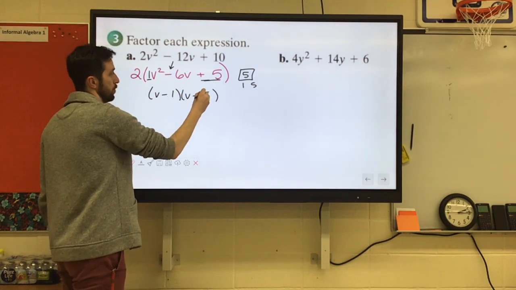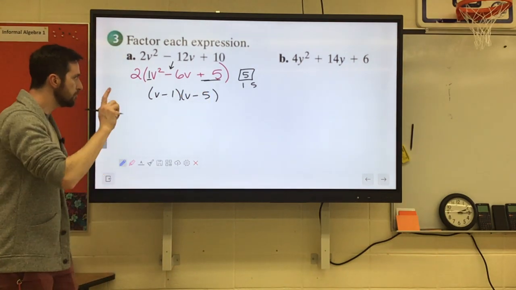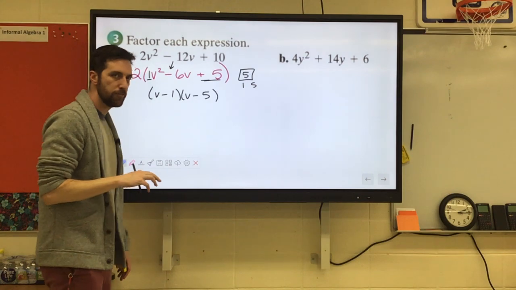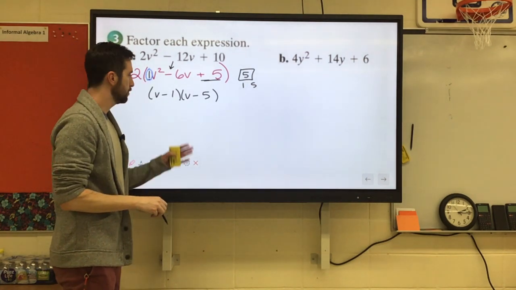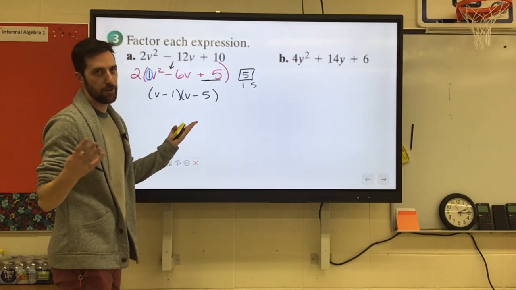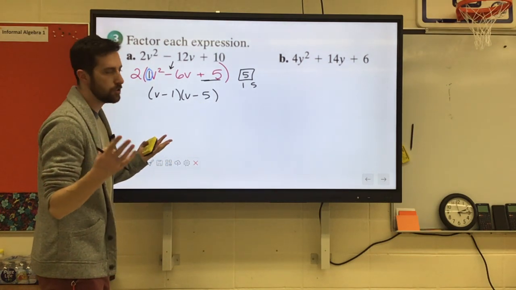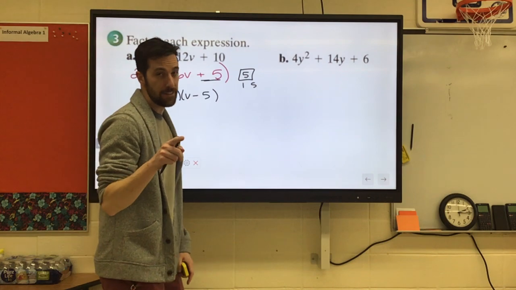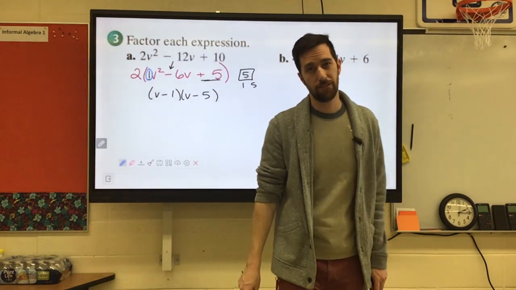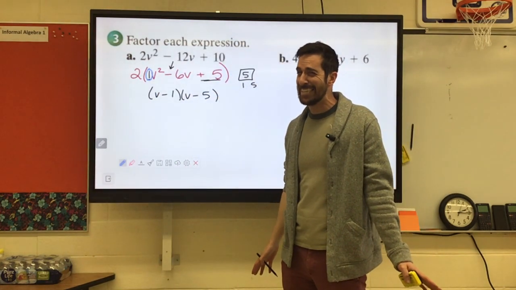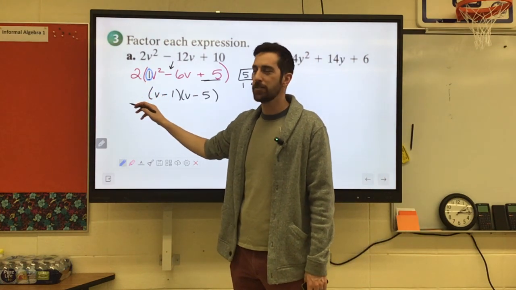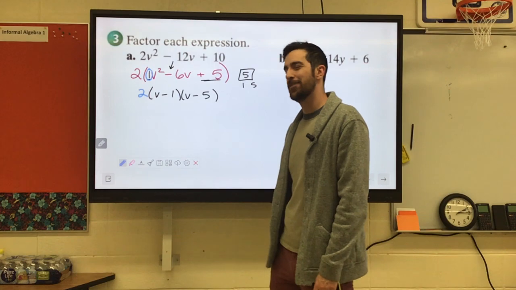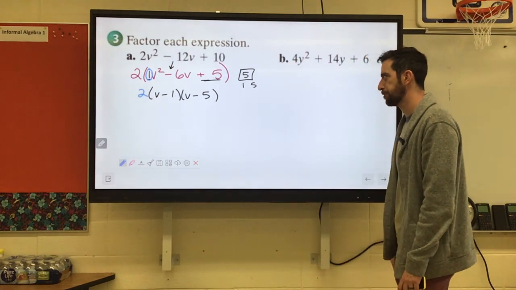And then you're like, shouldn't we try to divide them by the number in front? Yeah. We could divide them both by 1, but 1 divided by 1 is 1, 5 divided by 1 is 5. So it wouldn't change anything. Now, I did forget something. That's not a perfect final answer. Can you see it? Yeah, the 2 on the outside that I factored out earlier, that should be on the outside still.